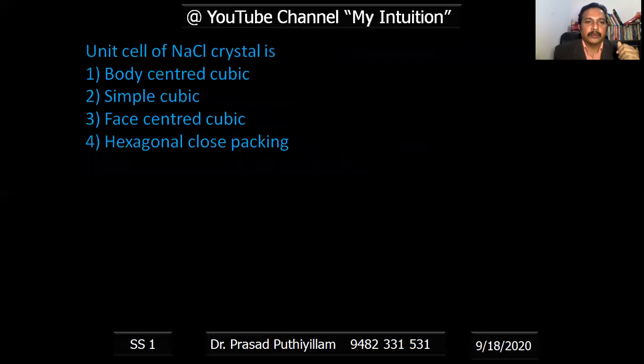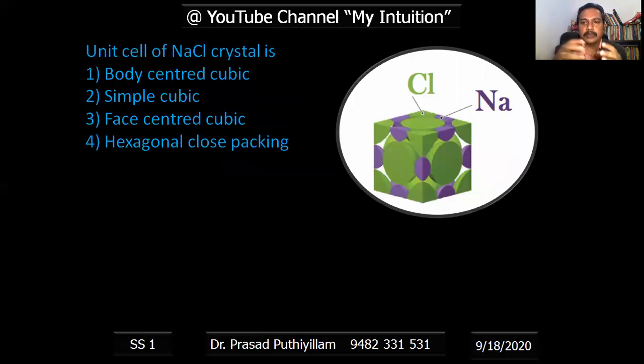The unit cell of sodium chloride crystal is: body-centered cubic, simple cubic, face-centered cubic, or hexagonal close packed? Sodium chloride is like a sodium crystal and a chlorine system combined. So you can say this is the representation of a sodium chloride crystal. It is a face-centered cubic. You can see some atoms are at the faces of that cube structure also. Therefore, we can say it is face-centered cubic.